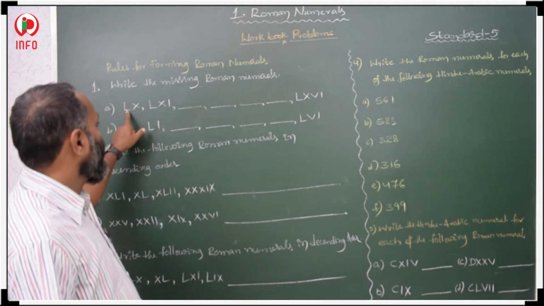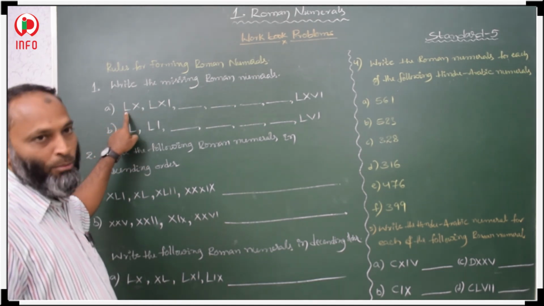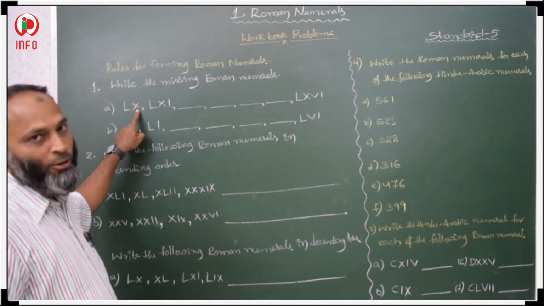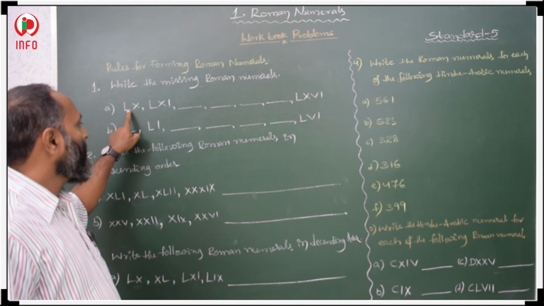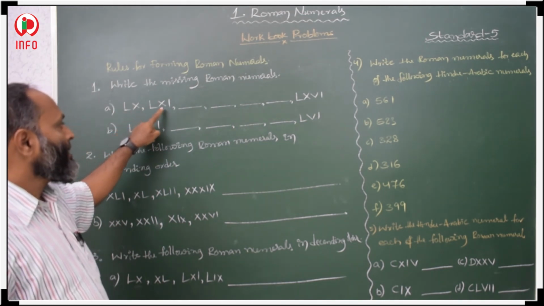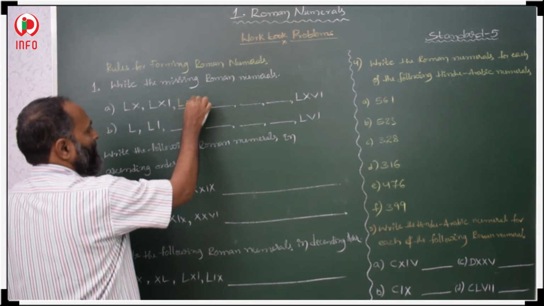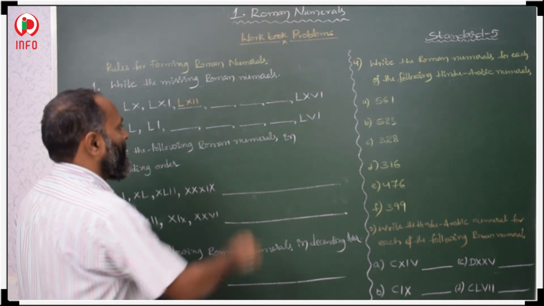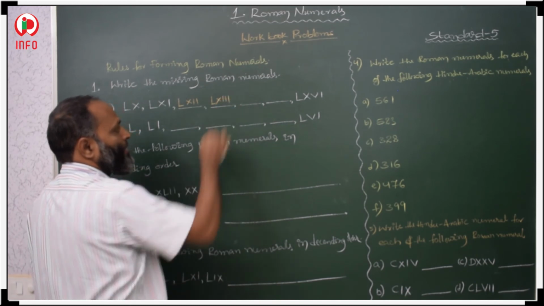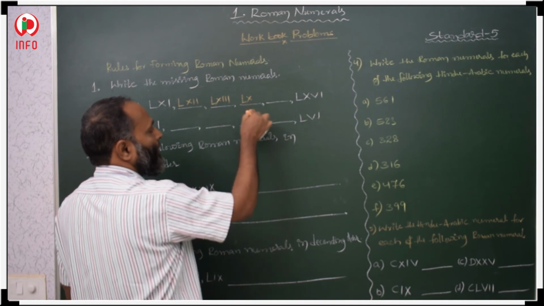So here, LX. This is the bigger Roman numeral and this is the smaller one. The smaller Roman numeral is on the right side of the bigger Roman numeral, so we have to add. L means 50 plus 10, 60. This is 61. Next we add, 62. LX is 60 and 3, 63. Now 64: LX is 60, and 4 we know.